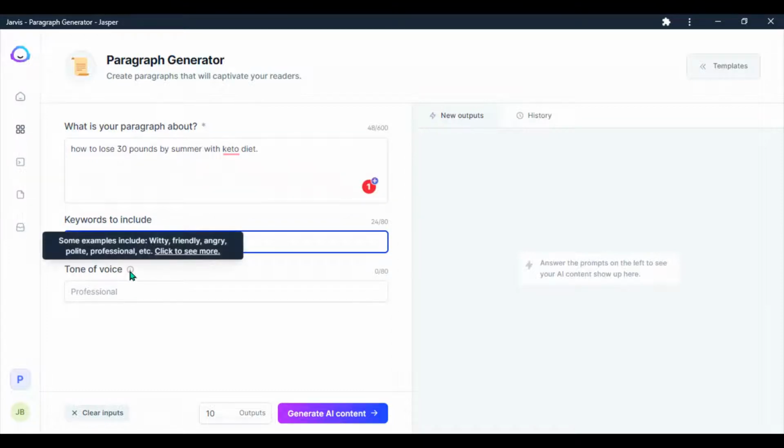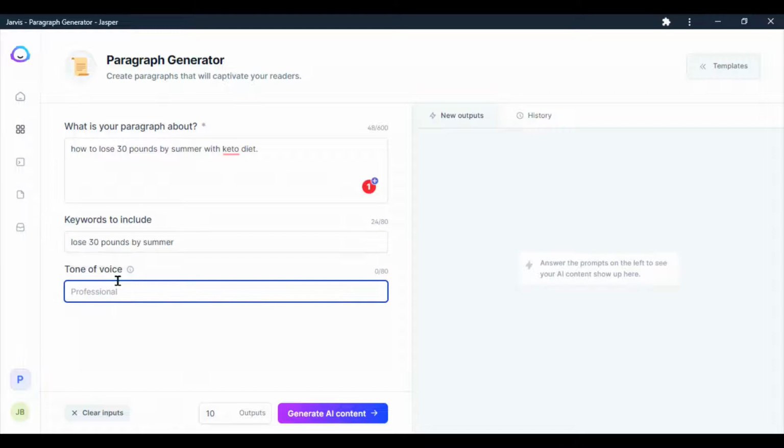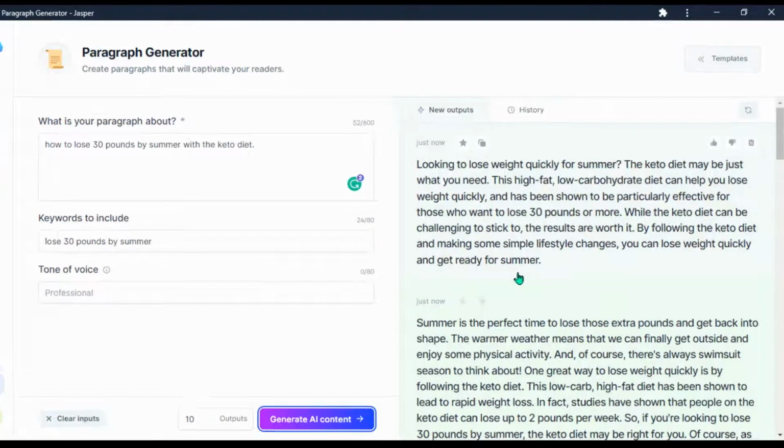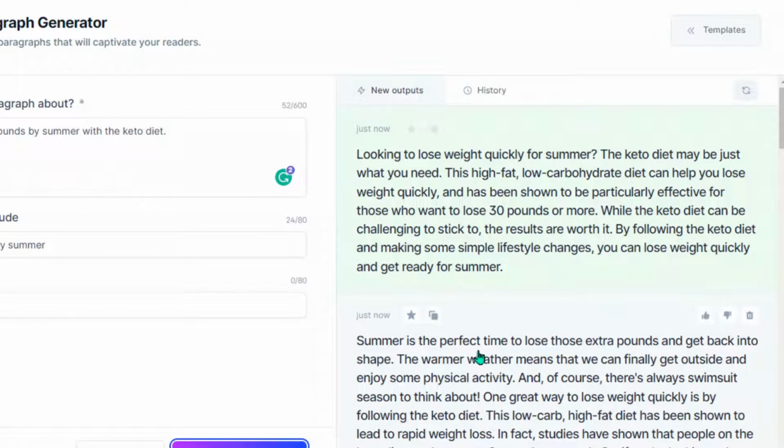And then for the tone of voice, there's so many different things you can do. Witty, friendly, anger. You can actually do Joe Rogan. You can do people, whatever you want. And then we're going to hit 10 outputs, and then we're going to have Jasper write some information for us. Okay, so the first one we have is looking to lose weight quickly for the summer.